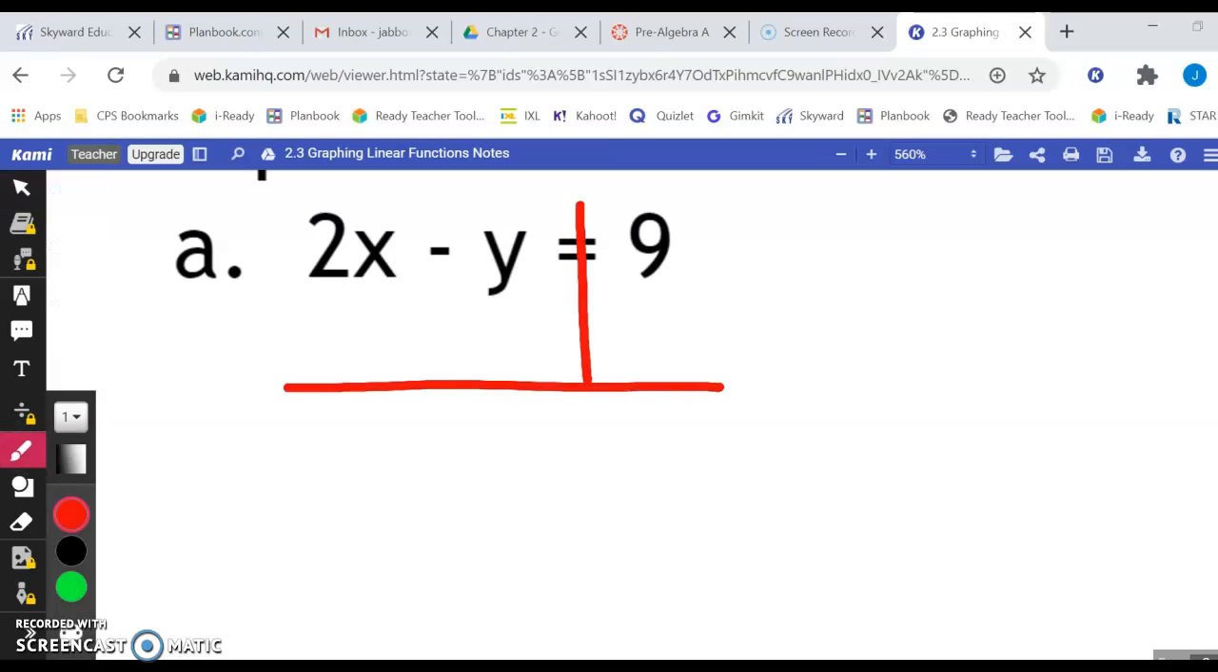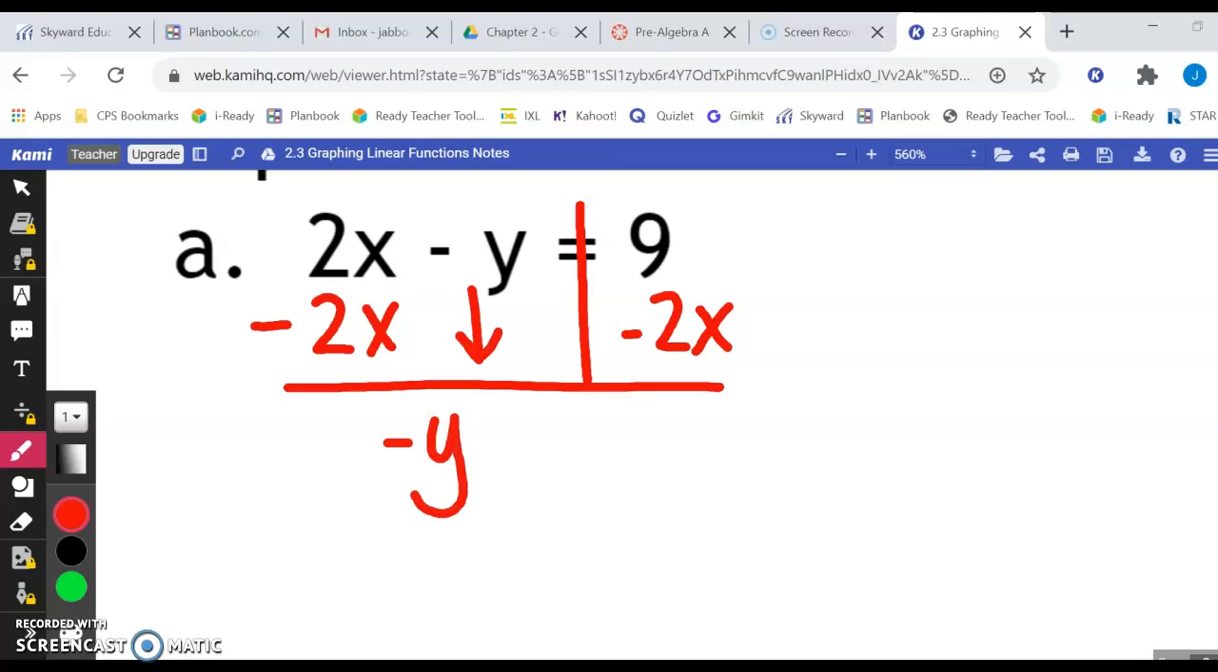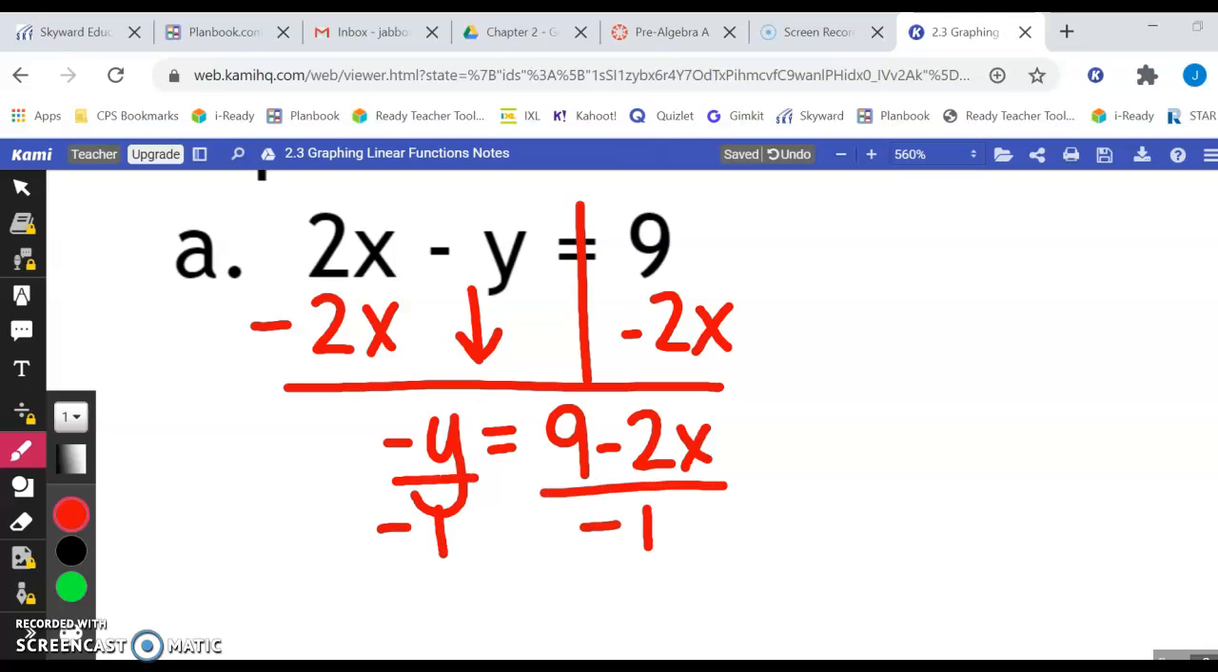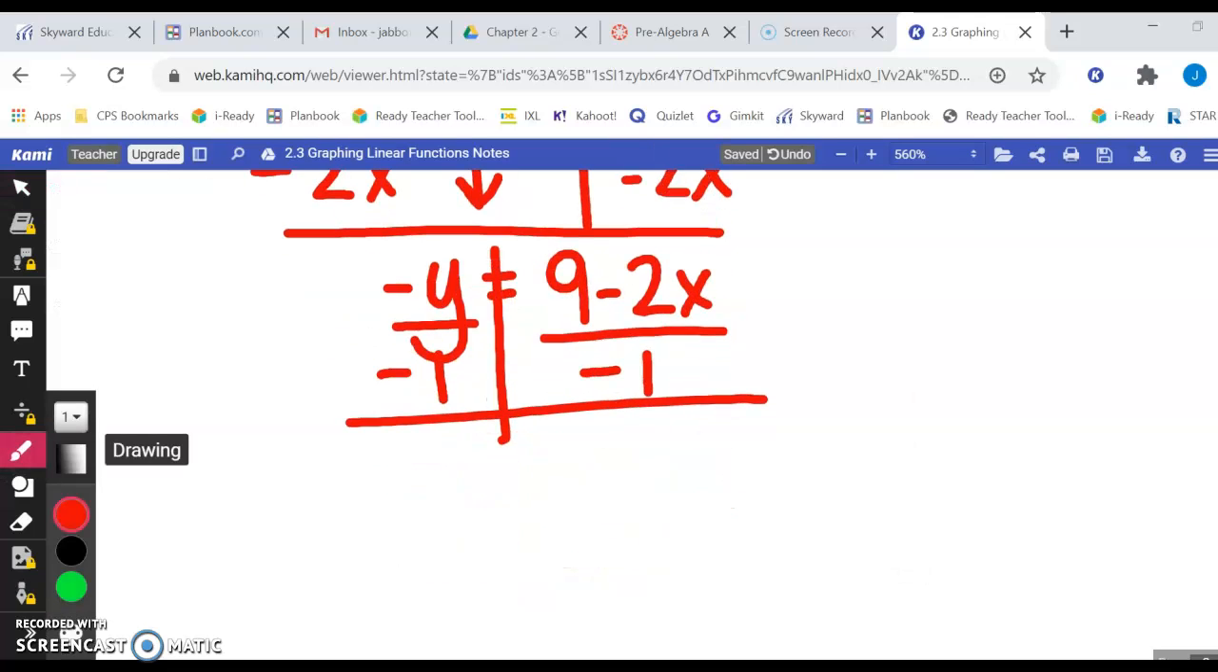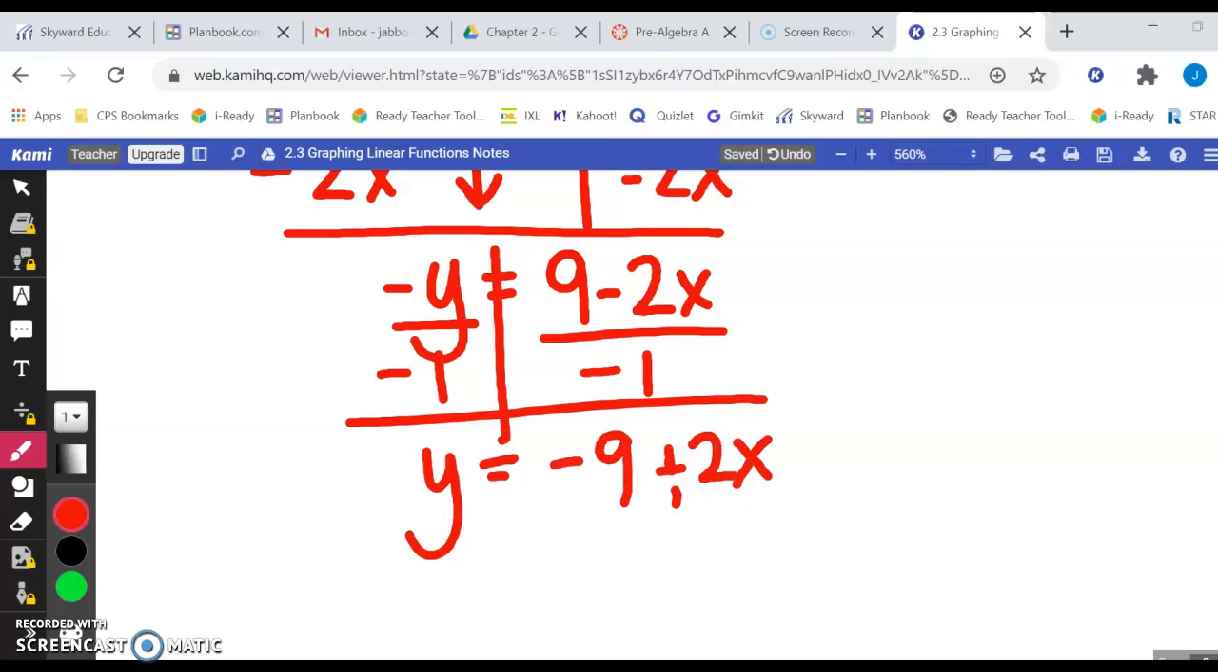So I have to move that 2x. It's positive right now, so I'm going to subtract 2x from both sides. I'm going to bring down this, but I'm going to notice there's a negative sign in front of that y, so I have to be careful. And I can't do anything with 9 minus 2x. They're not like terms, so I'm just going to write 9 minus 2x. Then that negative sign is like a negative 1, so I'm going to divide both sides by negative 1. That leaves me with a positive y, a negative 9, and a positive 2x.